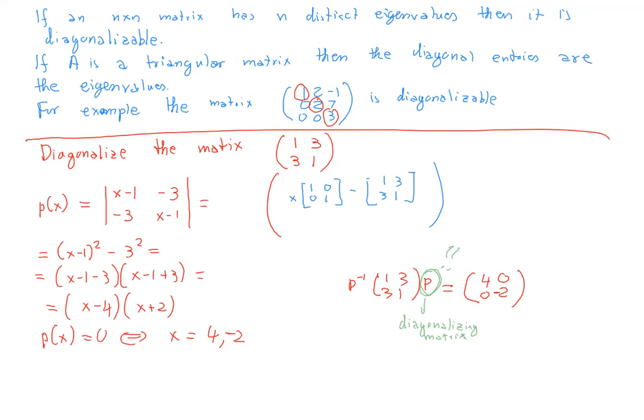What do we do? We're going to work with each eigenvalue separately. So let's start with x equals 4. The key is to rewrite this matrix. So rewrite this matrix for x equals 4. What do you get?